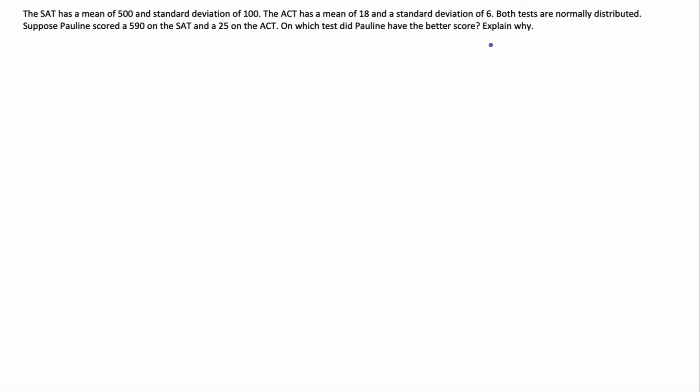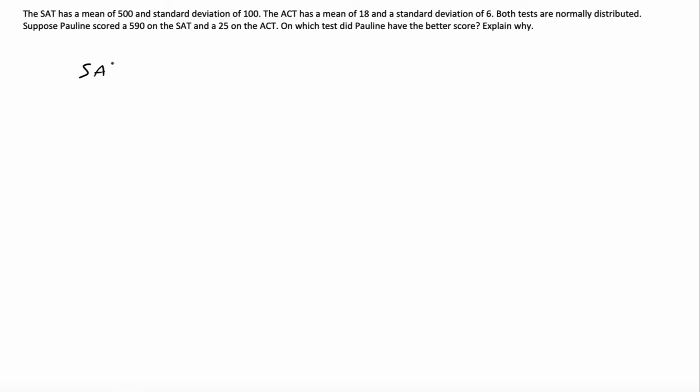Explain why. Okay, so you know that the standard deviation sort of gives us the percentile, right? We can use the standard deviation to get the percentile and see, based on the percentile, which test she did better on. Now, we don't actually need to find the percent, though. We can just, based on the numbers, see where she stands using the scores. So what do we mean by that?